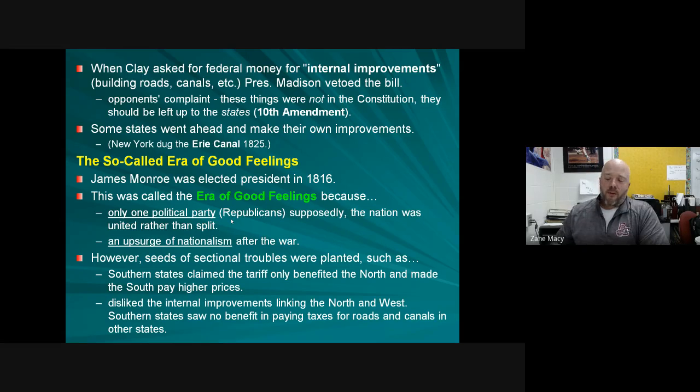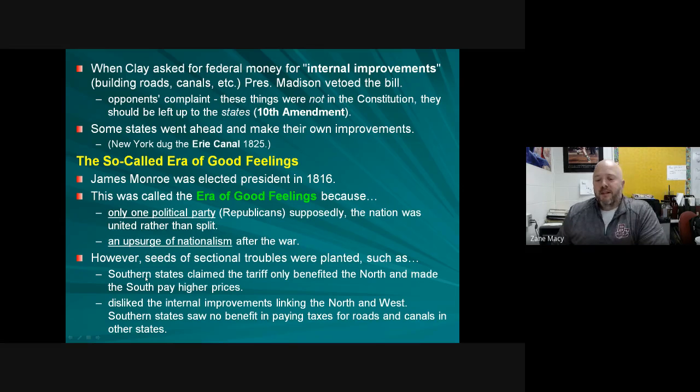Everybody's of the same political party, but different politicians from different regions of the country, the South, the West, New England, all have different goals. So they're all part of the same political party, but now you have a Western candidate, you have a Southern candidate, you have a Northern candidate.